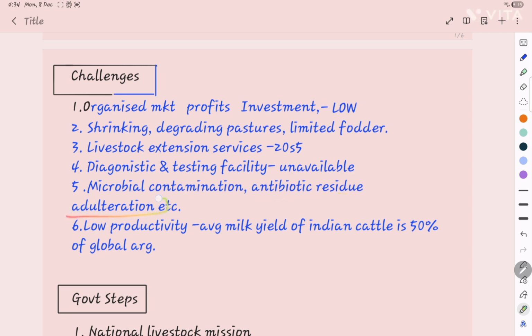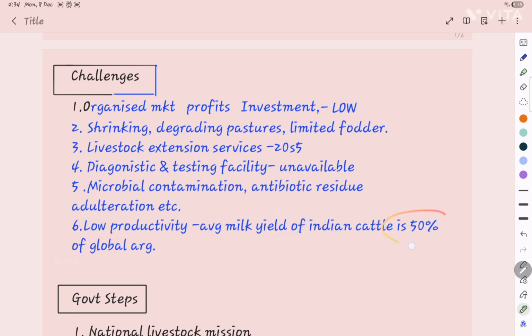Write this in the main body. Role of livestock sector in the main body. Challenges you can quote. Okay, you have to remember only 5. Government steps: National Livestock Mission, explain some points on it. National Mission on Bovine Productivity. Rashtriya Gokul Mission, explain some points.